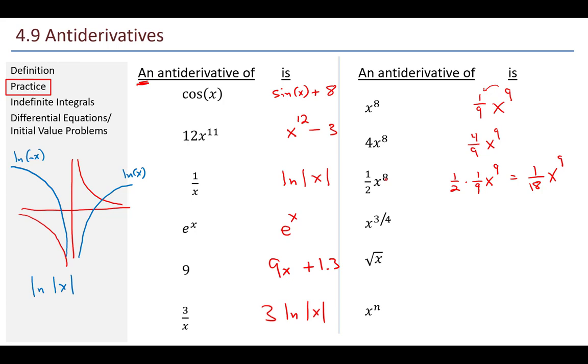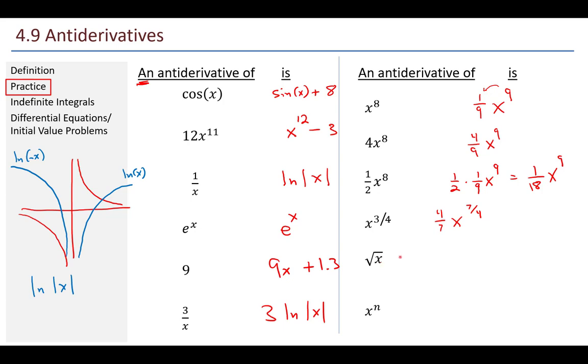8. All right. By a similar reasoning, x to the 3/4, I want an exponent that's 1 bigger. How about 7/4? Well, what should come out in front? The reciprocal of that, 4/7. When the 7/4 comes out front, it multiplies with its reciprocal and just gives me 1. I subtract 1 from the exponent, and that leaves me with 3/4.